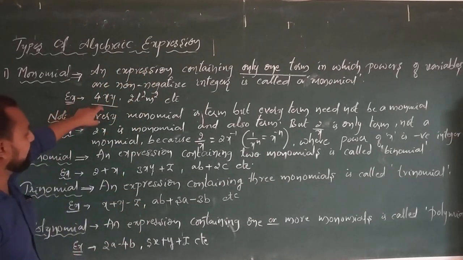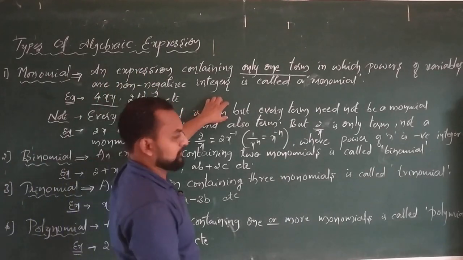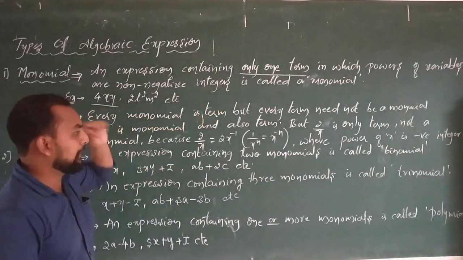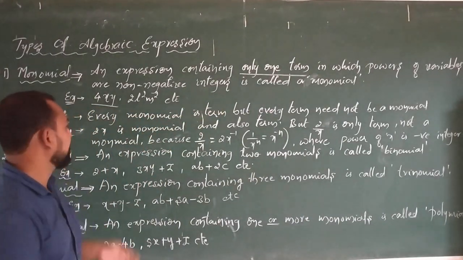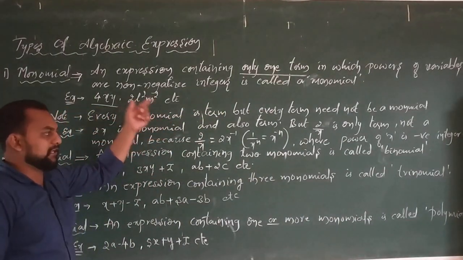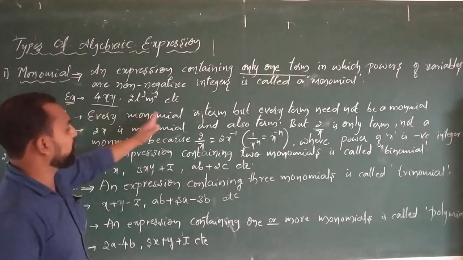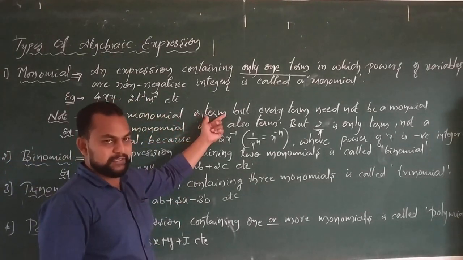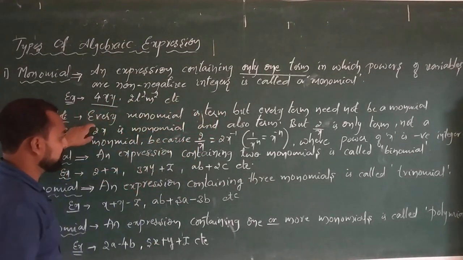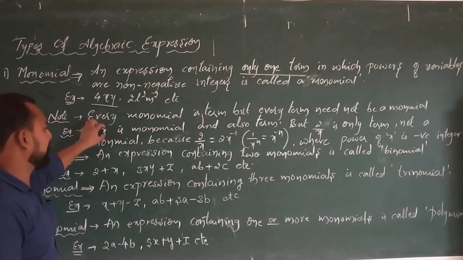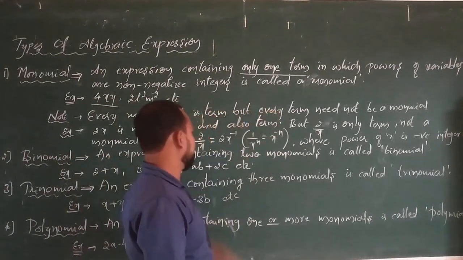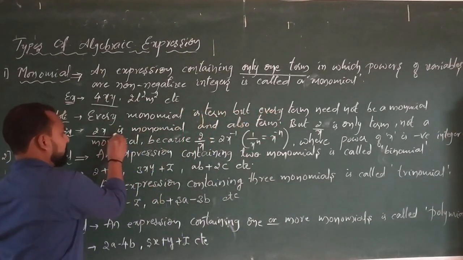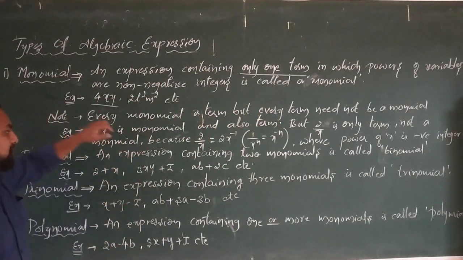Okay, note that every monomial is a term, but every term may not be a monomial. Every monomial, the single term, is a term. Then 2x is a monomial and also a term. The 2x is a single term, so this is a monomial and also a term.